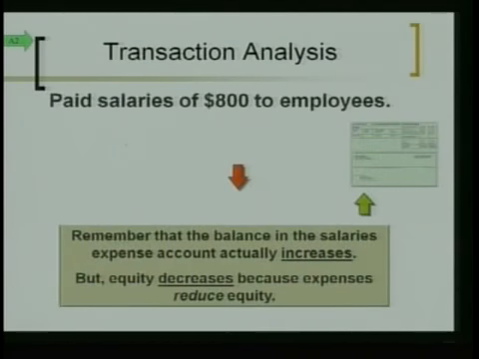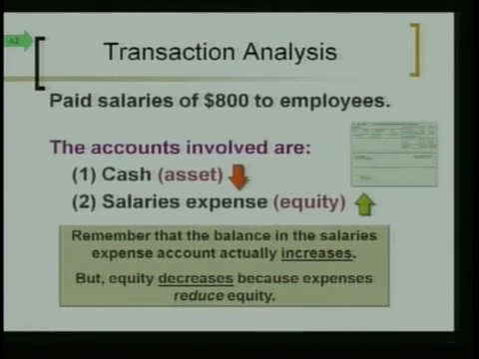All right, let's take a look at the next transaction. We paid salaries of $800 to employees. Now, what is this? This is an expense. Now, I want you to remember, expenses are one of the things that as they increase, owner's equity decreases, right? Okay, so how does this look? Cash goes down because we paid out $800 to our employees, and our salaries expense went up. Salaries expense went up.